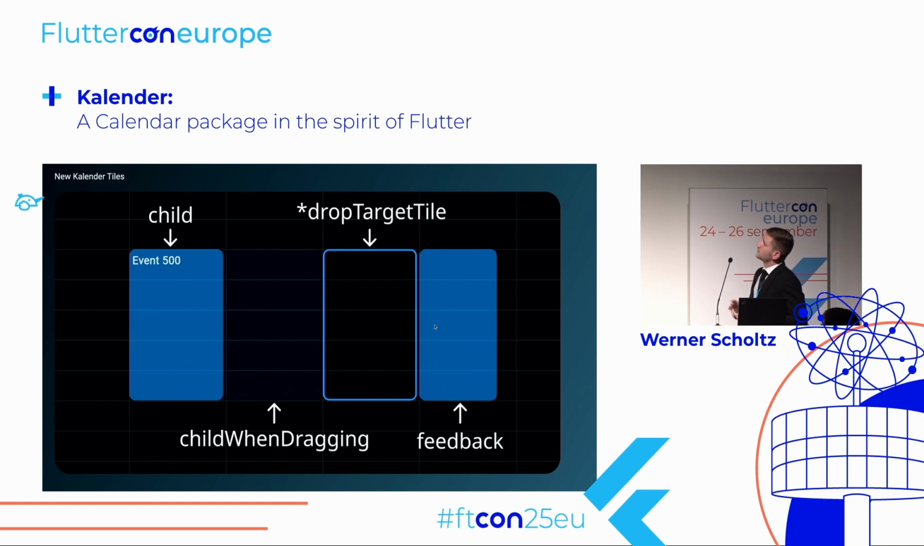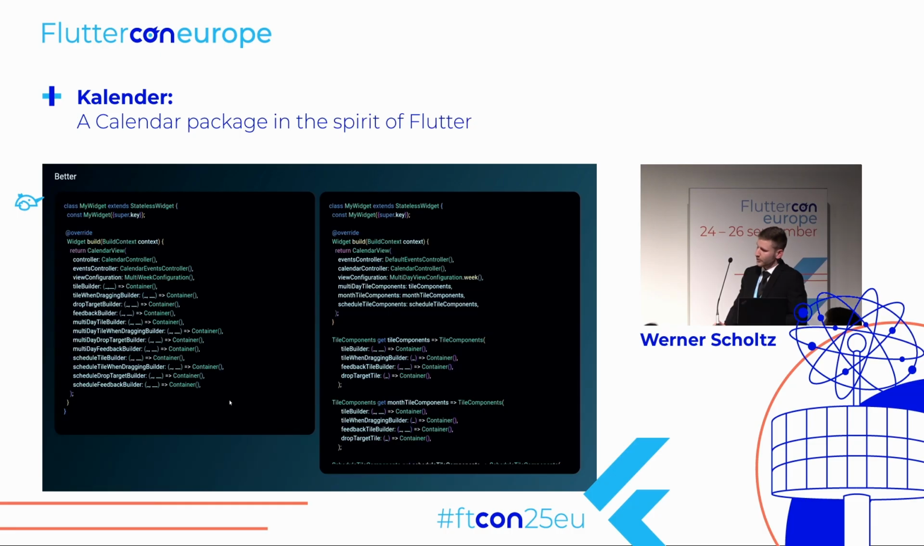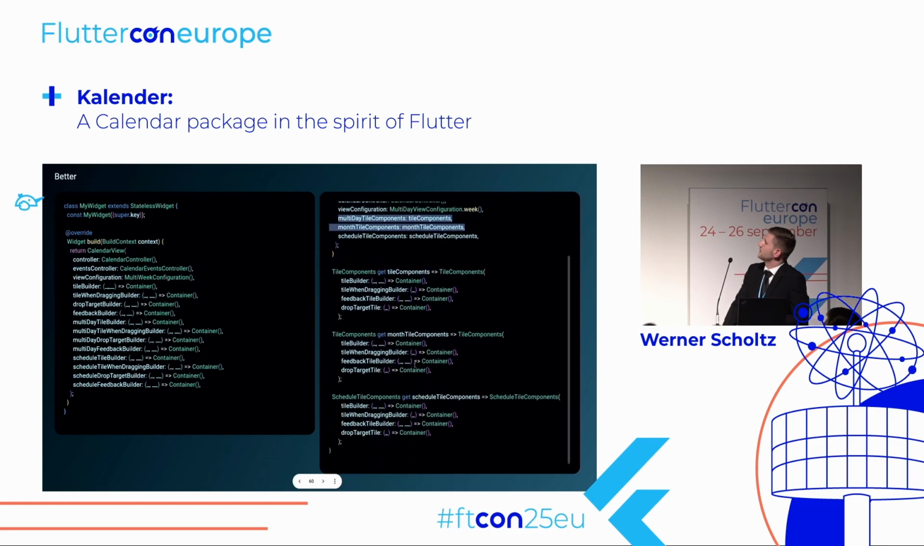After adding the draggable widget, I needed to make some changes to the API to accommodate the new states. This is just an example of what it would have looked like. And I was not very happy with that. It felt a bit overwhelming. There are ways to build for day views, then for multi-day views, and then for schedule. So this was not very great. It's a bit too much. So I ended up creating a tile components class here on the right, which contains the builders for the different states that the event tile could be in.